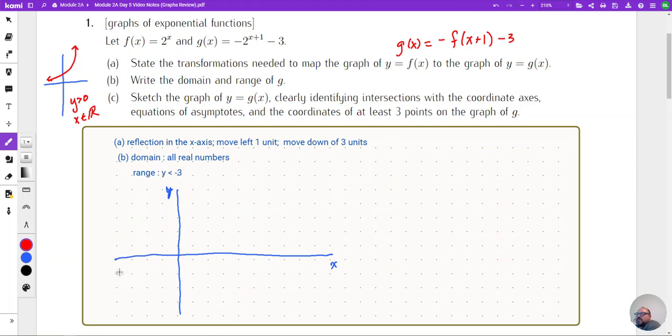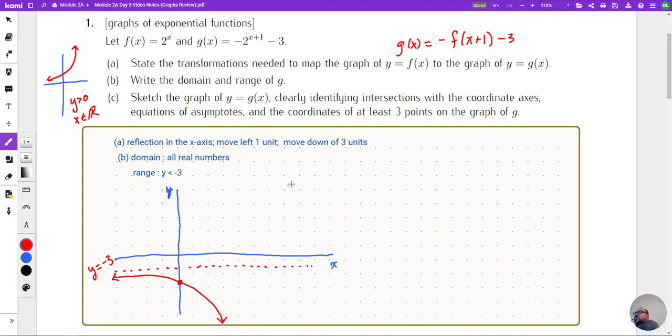Okay, so if I know that I've got these transformations and I know y is going to be less than negative 3, then I can come over here and draw my horizontal asymptote, y equals negative 3. And I know that I'm reflecting over the x-axis, moving to the left by 1 unit and moving down. So my graph might look a little something like that. The only intersection I have with the coordinate axes is this y-intercept.